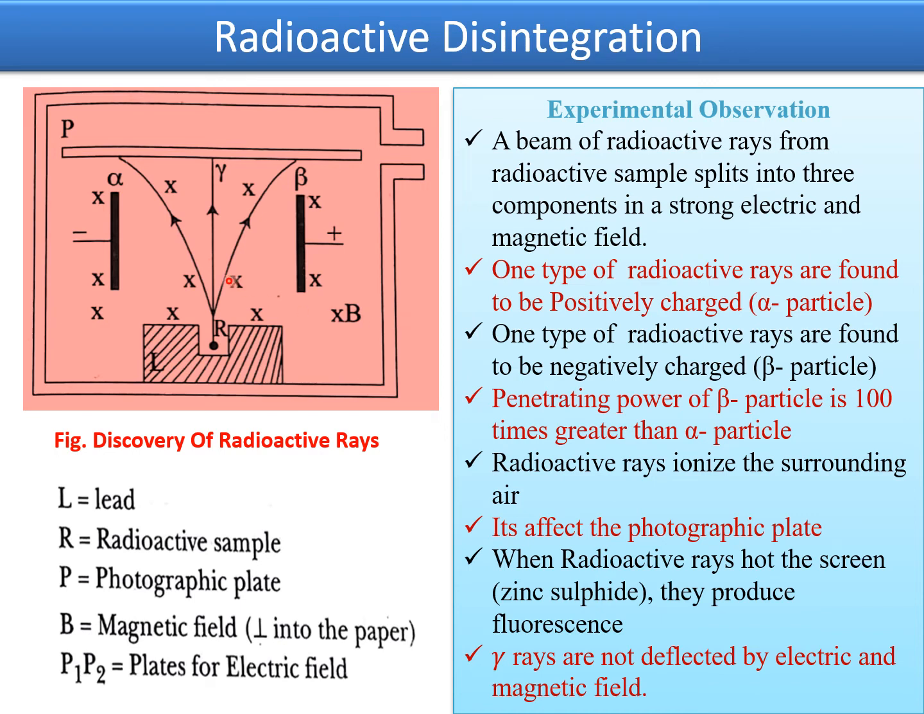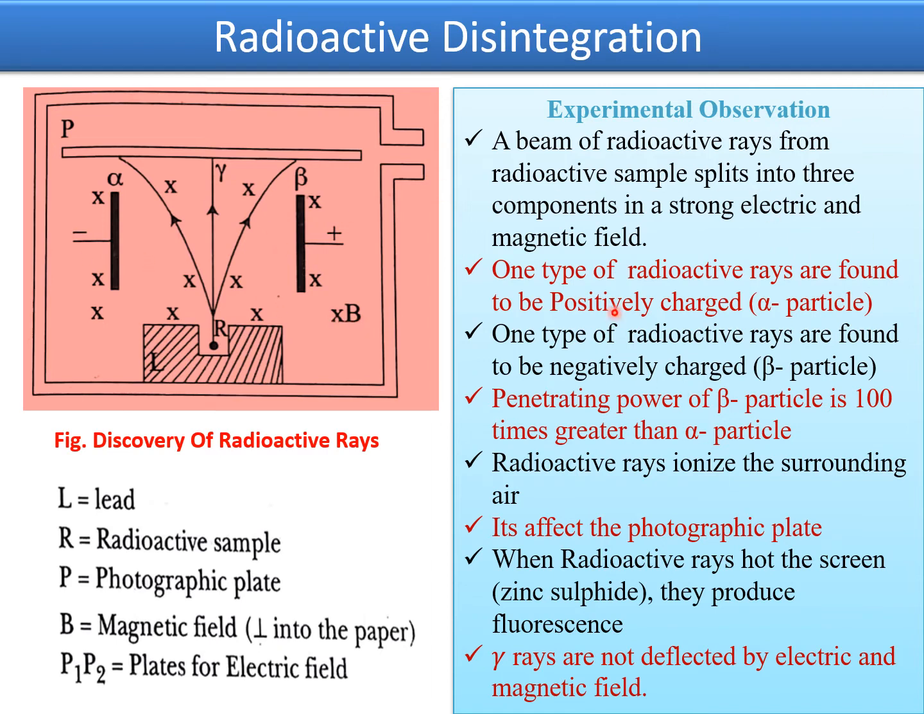P1, P2 shows the application of the electric field. When the radioactive material is kept in this lead block, the radiations are emitted through this opening, and the particles in other directions are absorbed by the lead. We apply the electric field and magnetic field simultaneously. The electric field is along the plane, and the cross symbol shows that there is a magnetic field perpendicular to the plane.